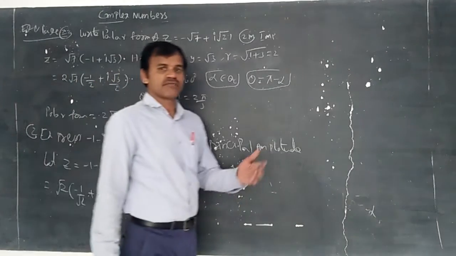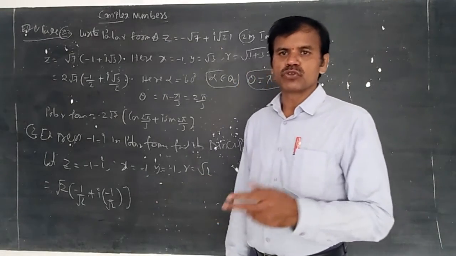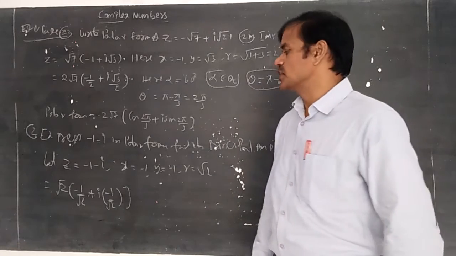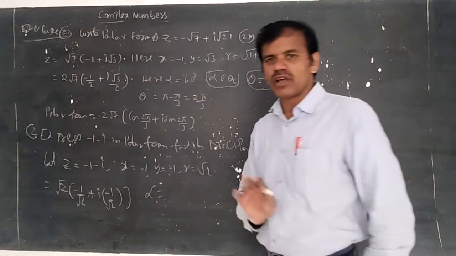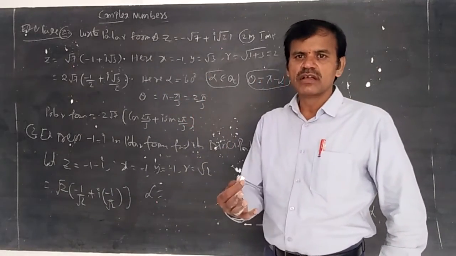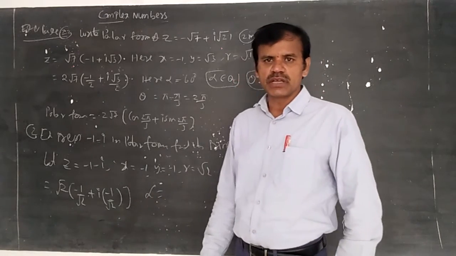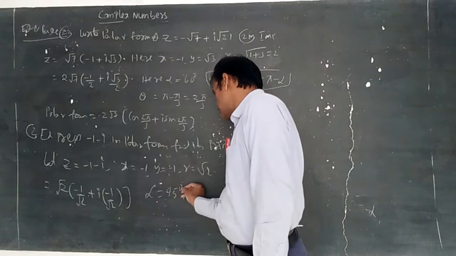Here you can understand that the first is cos, the second is sin, and both are negative. In which quadrant are cos and sin negative? In the third quadrant they are negative. Forget about the formula. First of all, write alpha: for cos of which angle does it become 1 by root 2, and for sin of which angle? So alpha is equal to 45 degrees.